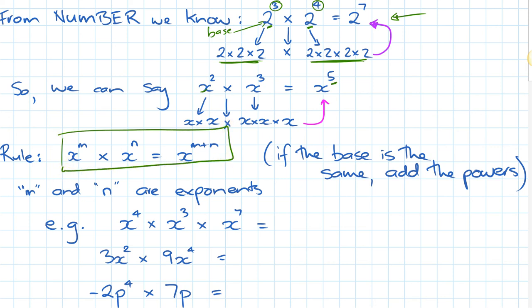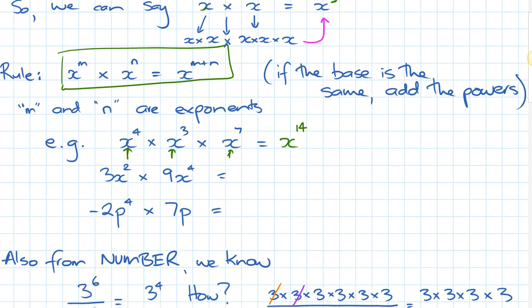So x to the power of some number, so let's call it m, times x to the power of n will give us x to the power of m plus n. That means you just add the powers. So here's a couple of examples. X to the power of 4 times x to the power of 3 times x to the power of 7. The base is the same, so we can just add the powers. So that will give us x to the power of 4 plus 3 plus 7 gives us 14.